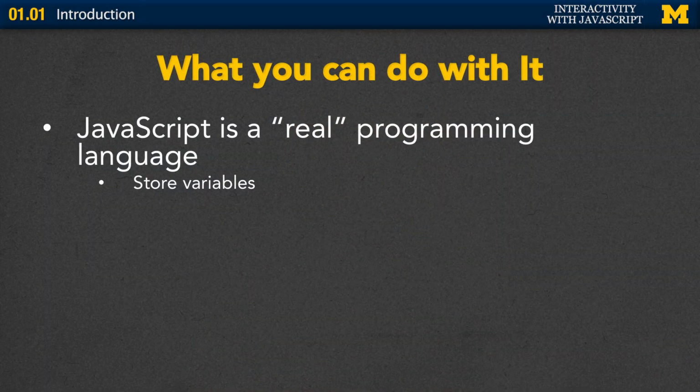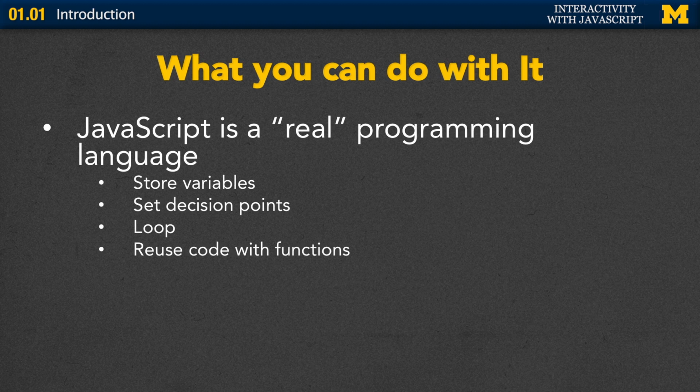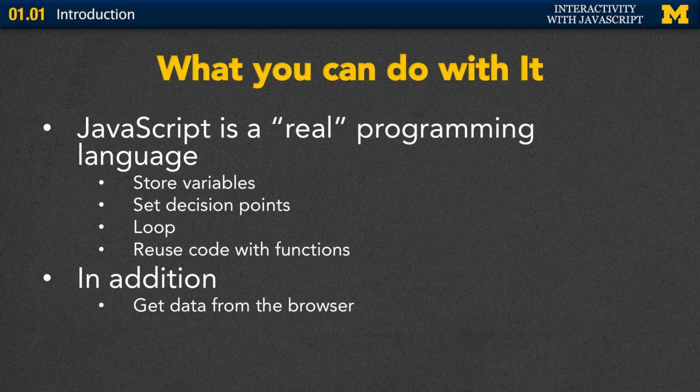The first is you want to learn how to store variables. You're going to want to learn how to set decision points. You're going to be looping and writing functions. You're also going to be really getting in depth with how you can get data from the browser. So did you know that every time you load a web page, you can actually get back the title of the page, the URL of your page, a lot of different information that you know is there, but you can't always see at first glance.